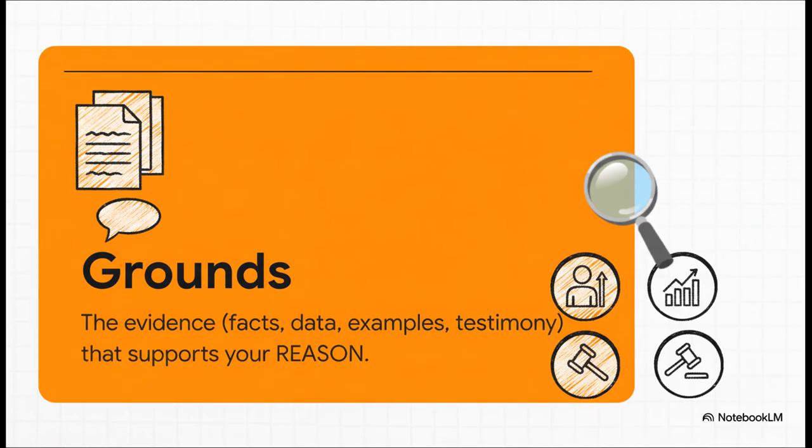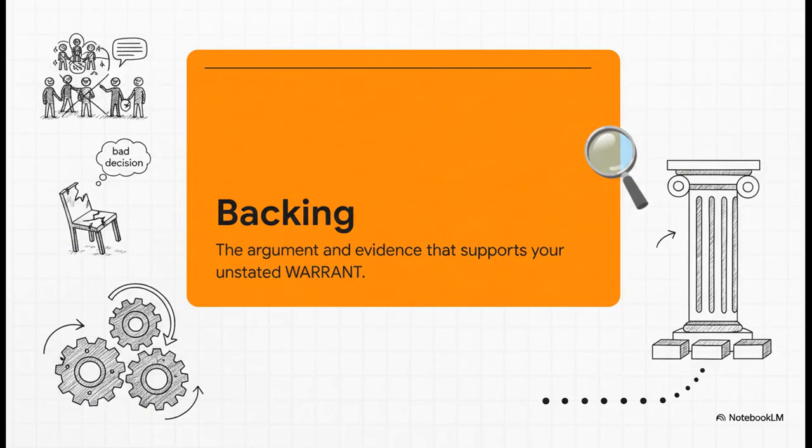First off, you need what's called grounds. This is your proof. It's the hard evidence that supports your stated reason. So, if you say Joe is bossy, you gotta prove it. You need to provide examples, maybe point to specific meetings where he dominated the discussion. That's your grounds. Next, and this is the step that almost everybody misses, you need backing.